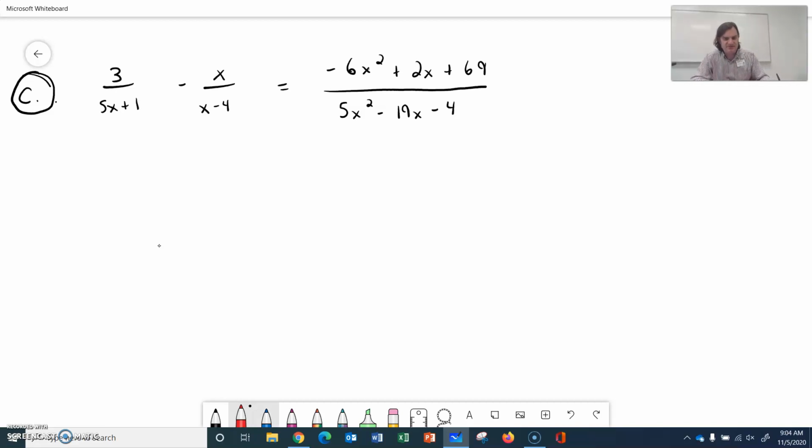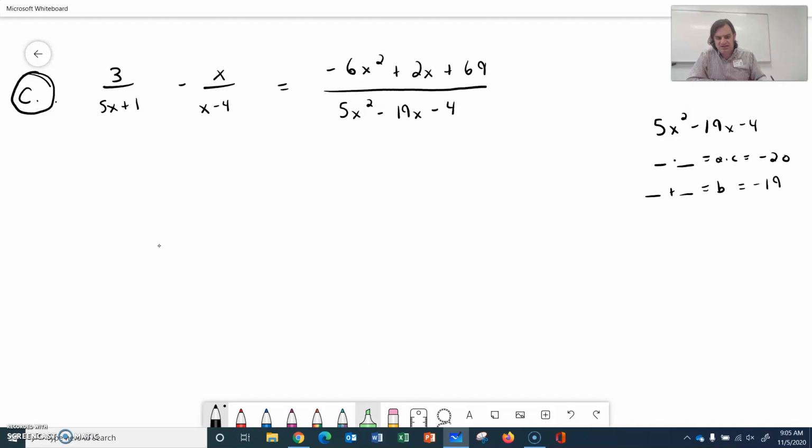But let's go through and factor it really quick so we can review factoring a little bit, especially since it starts off with the 5 instead of just x. So nothing will come out of here, but we need two things that multiply together to give us a times c, which would be negative 20, and add up to be b, which would be negative 19. After a little bit of thought, we decide that combination must be negative 20 and 1.